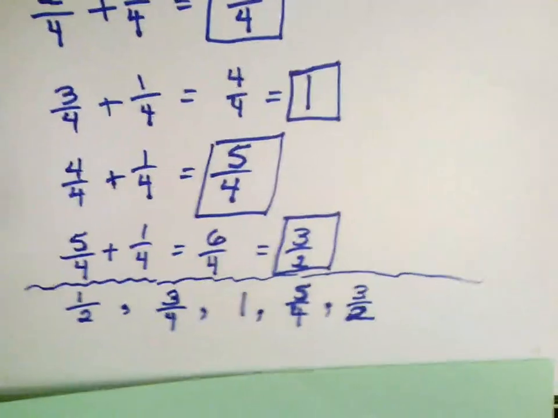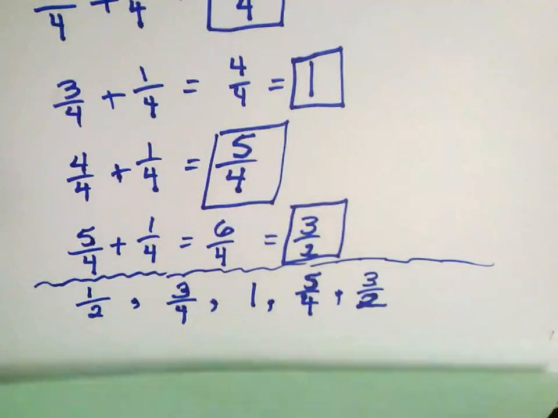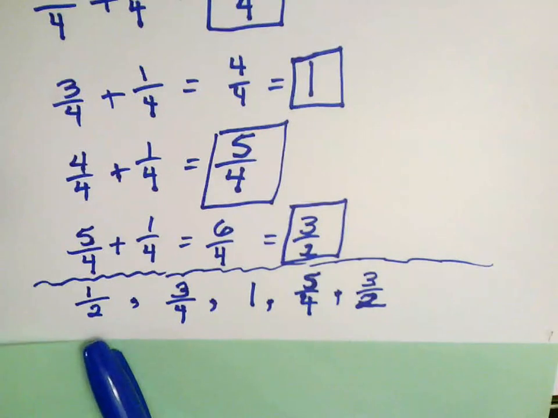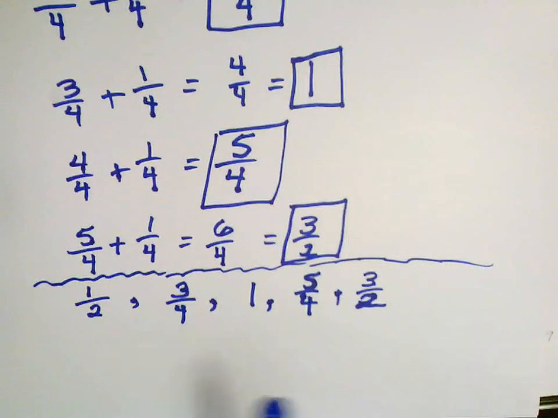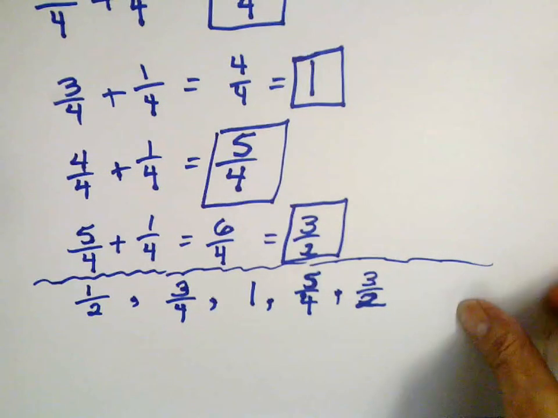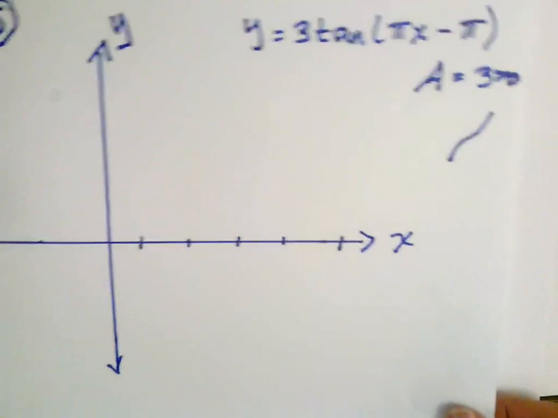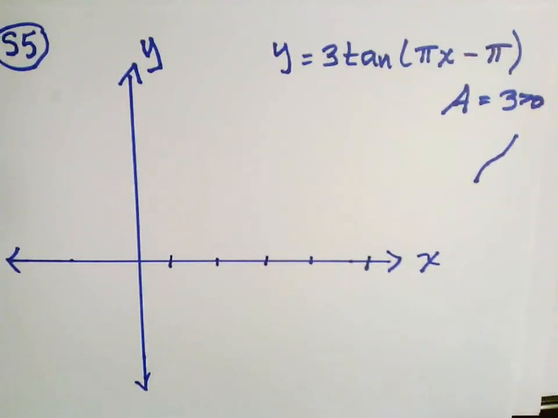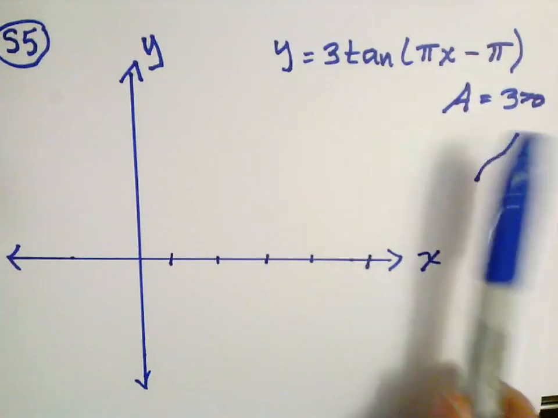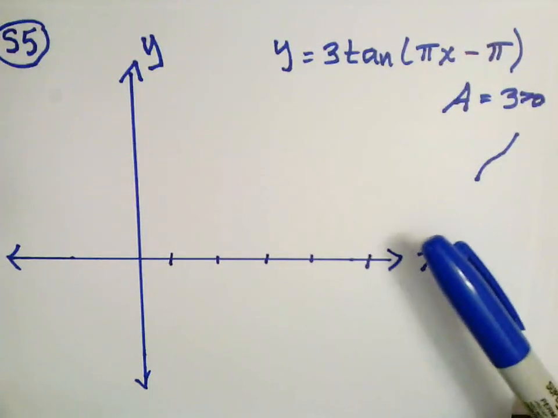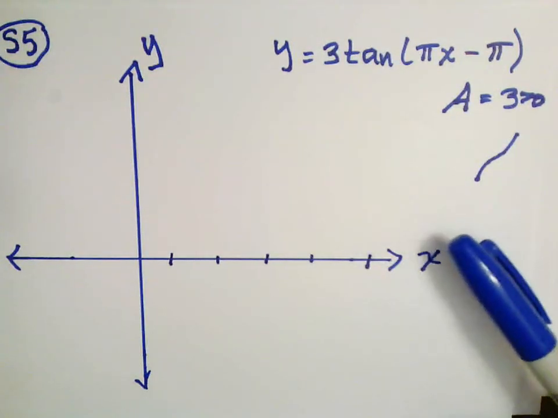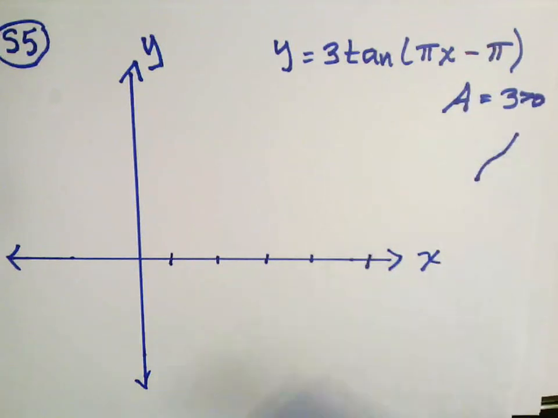So our 5 critical numbers will be 1/2, 3/4, 1, 5/4, and 3/2. So here we have our 5 critical numbers. So what we're going to do now, when you sketch it, remember to put your 5 critical numbers on your XY axis. And remember the A here is 3, which is greater than 0, which means our tangent function is going to be an increasing function as we move from what, left to right.